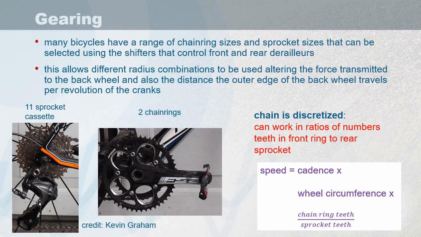And you can work out the speed of your bicycle for a given cadence, a different angular speed of the pedals going around, as long as you know the circumference of your wheel, which just depends on the diameter of the wheel, and then the ratio of the number of teeth in the chainring you're using to the number of teeth on the sprocket that you're using.